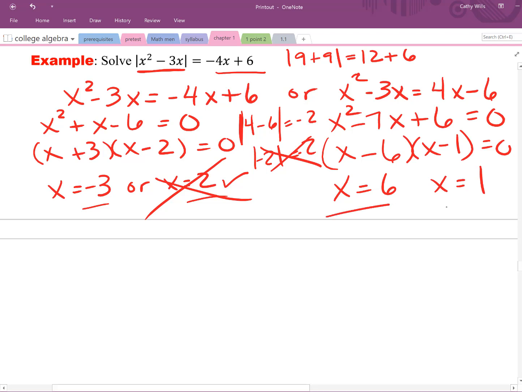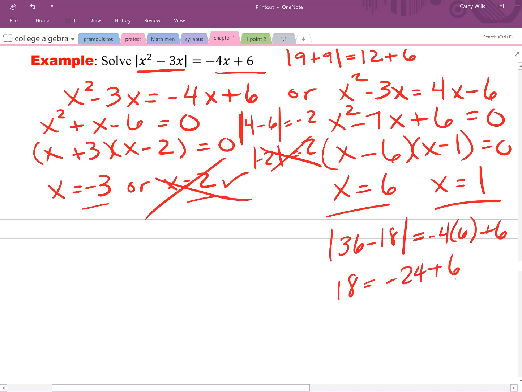All right, down here, try these in the original equation, see what you get. For x equals 6, you would have the absolute value of 6 squared, which would be 36, minus 3 times 6, which is 18, is equal to -4 times 6 plus 6. So this would be 36 minus 18 is 18. Absolute value of 18 is 18. And that's supposed to equal -24 plus 6. Well, I can already tell that's negative, so no.